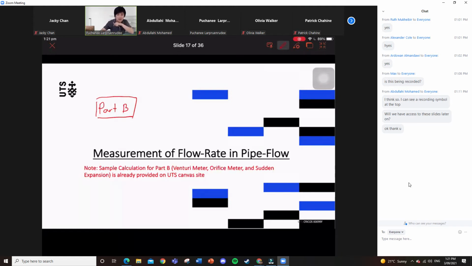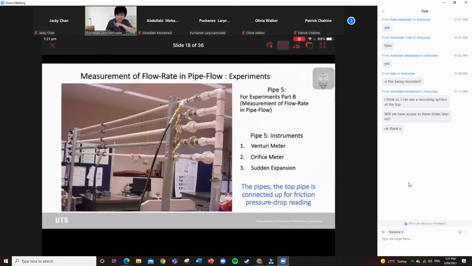So I will start with part B, the measurement of the flow rate in pipe flow. So remember this. The sample calculation for part B is already provided on the UTS Canvas site. You can have a look there. You can get more detail. So again, as I said before, we will work on part B and pipe 5 here.